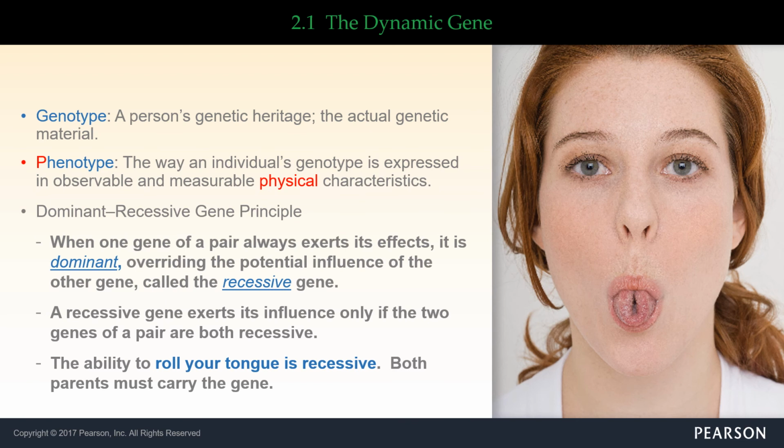And so the ability to roll your tongue, as the woman in the photo is doing, is recessive. And so both parents had to carry that recessive gene, and she had to get two recessive genes in order to be able to do that. So if you can roll your tongue, you have the recessive gene for that, and you got that gene both from your mother and your father, and there was no dominant gene, which, if it was there, would overpower the recessive gene.